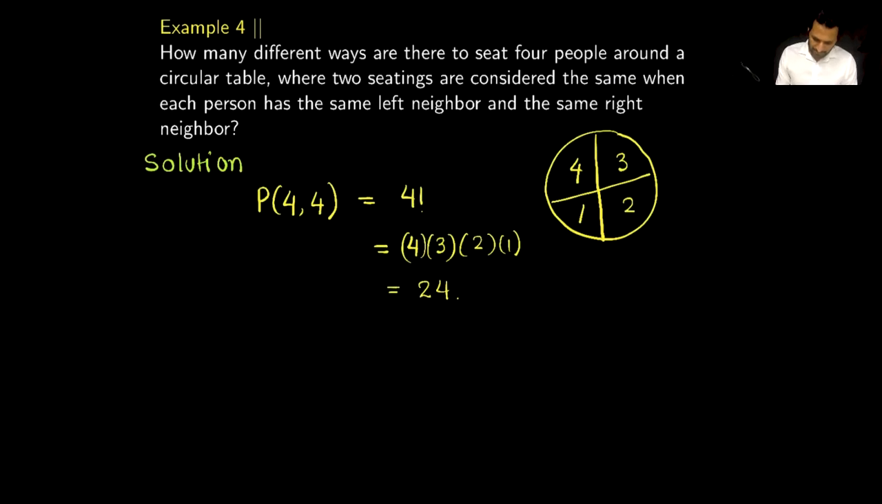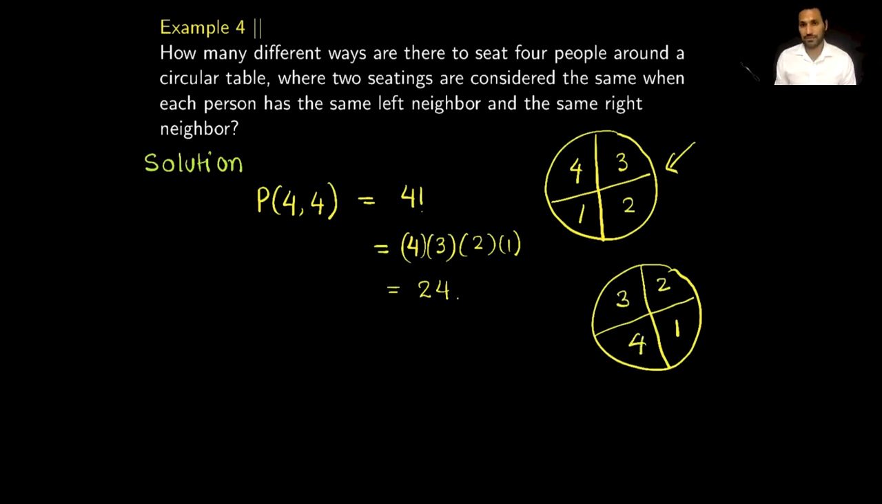But the problem says that if I seat these 4 people, there are some arrangements which we need to discard. For example, if I pick one arrangement, this arrangement corresponds to this one. So if I seat 1 here, 2 here, 3 here and 4 here, this is the same arrangement, because on the left and right of 1 we have the same people, basically person number 2 and person number 4. So we have to discard that one.